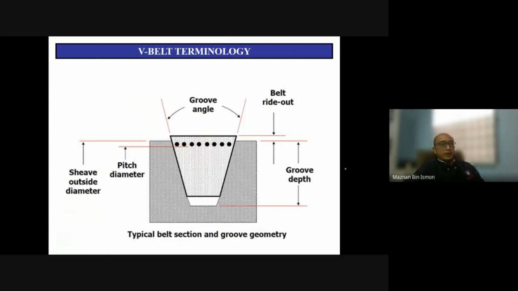Okay, V-belt terminology. If you buy a brand new machine, you will find that this is the pulley, and this is your rubber belt or any kind of belt. This is the pulley. In a brand new machine, you will find that they will have a gap over here. So the belt is sitting on top. They will have a gap between the belt and the top of the pulley.